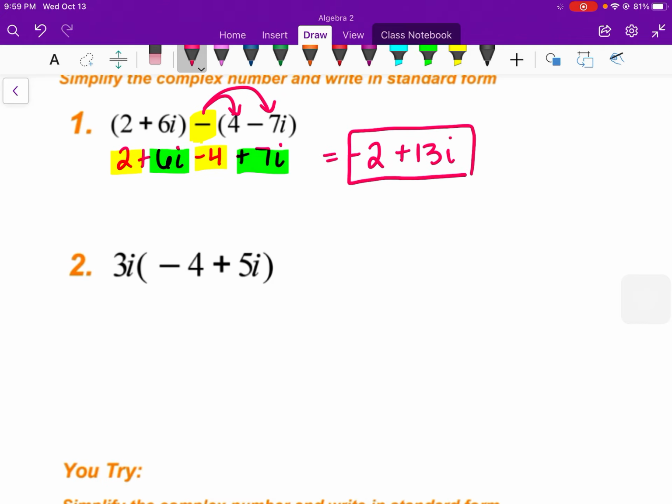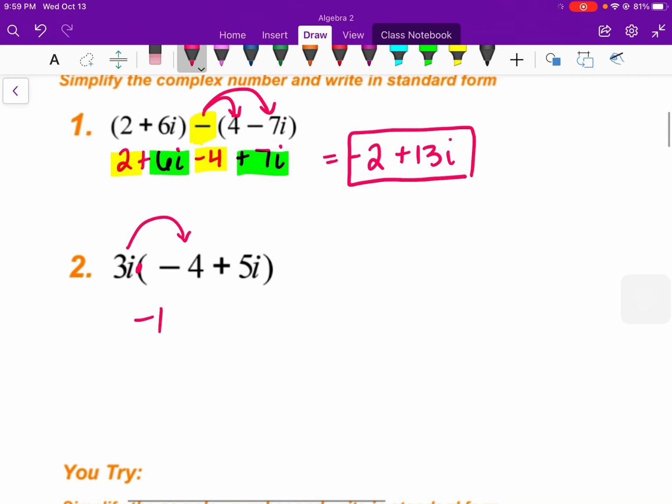Now, if we don't have any addition or subtraction between either a group of two parentheses or you have one term in front of a parenthesis like that, then that does imply multiplication. So if you have a monomial term times this, you need to just distribute that. So 3i times negative 4 will be negative 12i. And then 3i times 5i will be 15i squared.